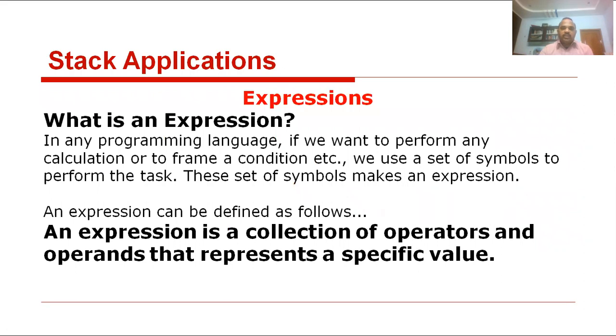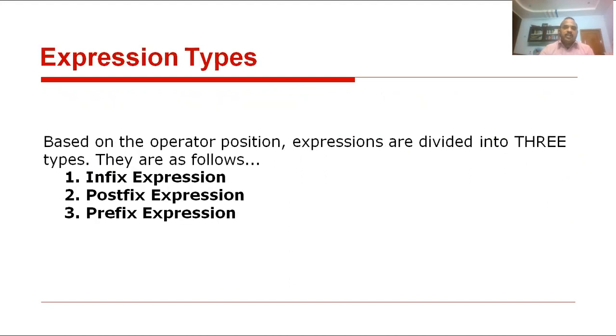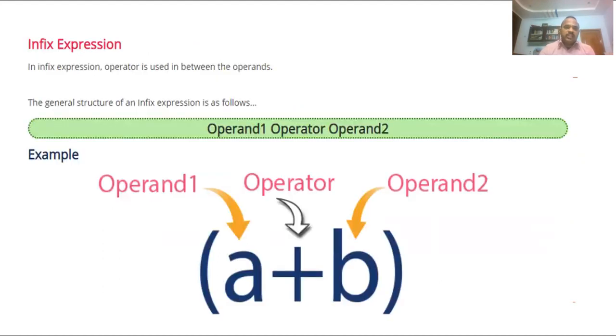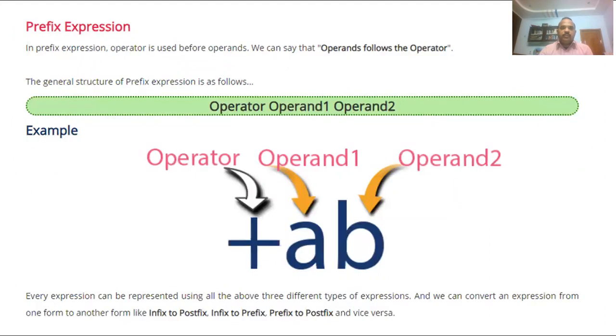Then stack applications. The first application is expressions. What is an expression? An expression is a collection of operators and operands that represents a specific value. An operator is a symbol; operands are the values. There are three types of expressions: infix expression, postfix expression, and prefix expression. This is an example for infix expression, this is an example for postfix expression, and this is an example for prefix expression.